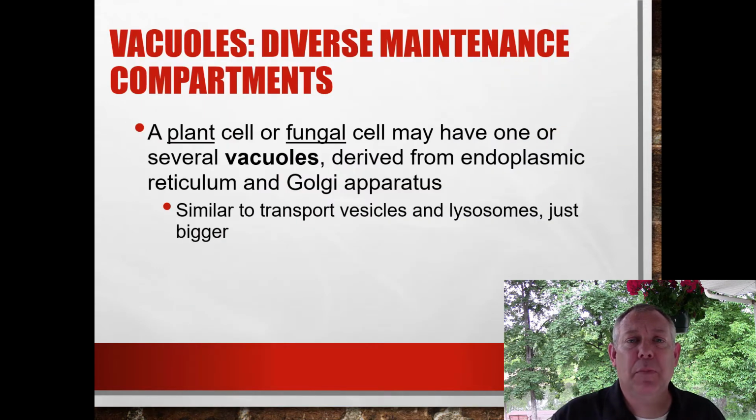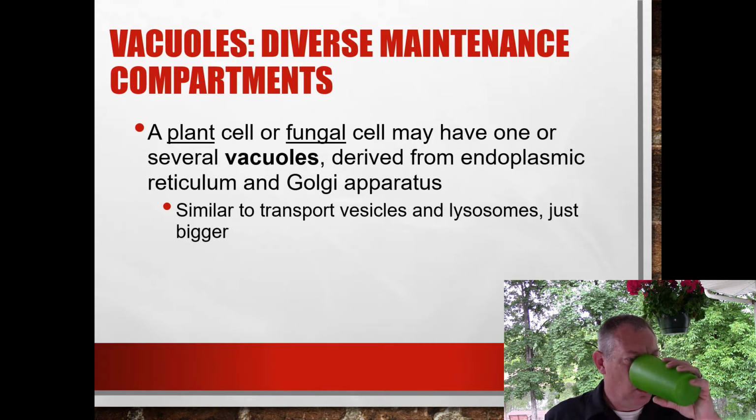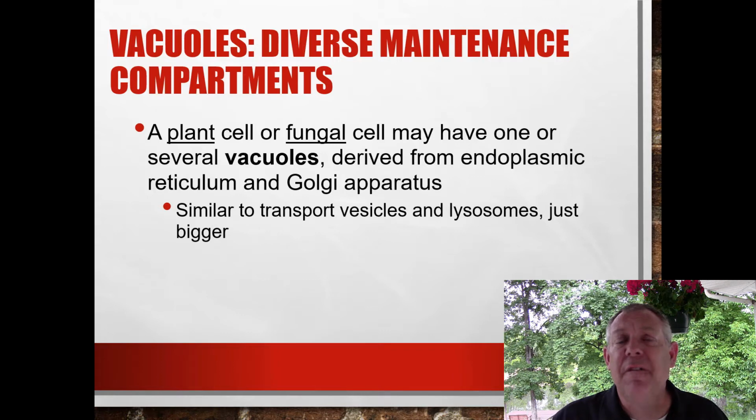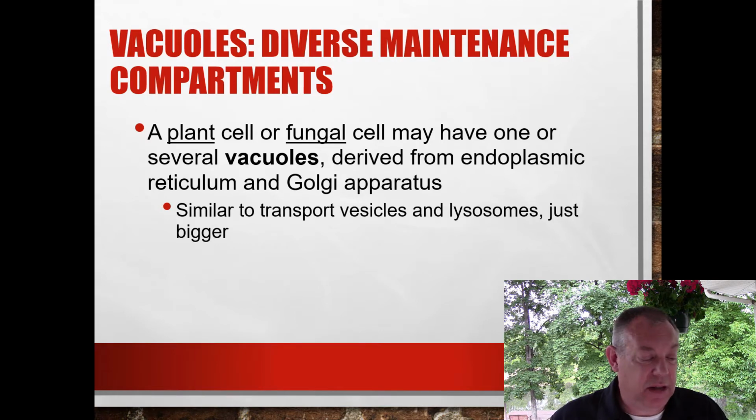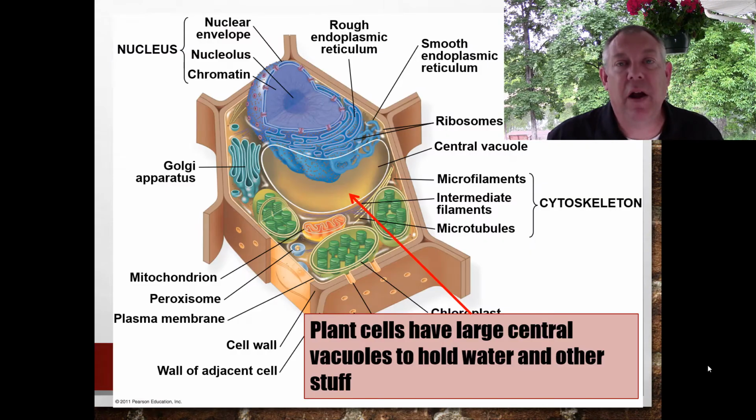The final piece of the endomembrane system that we mentioned is our vacuoles. And we just talked about food vacuoles. Plant cells or fungal cells also have central vacuoles. And these are great big vacuoles, and a lot of times it's just the same thing, it's just bigger. And it's a very conspicuous component of a plant cell, this central vacuole, which holds a lot of water.